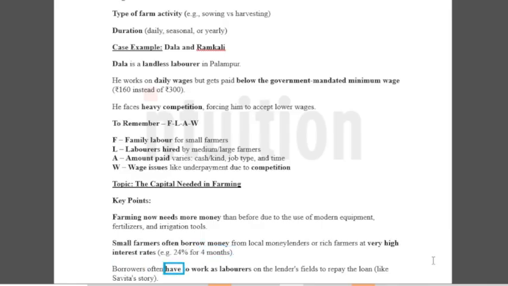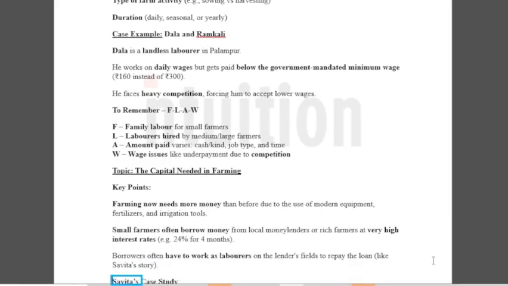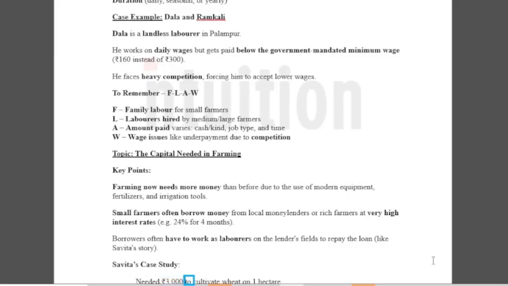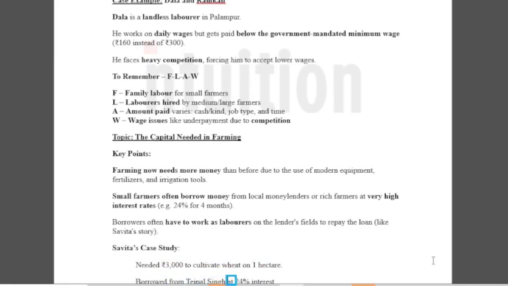Borrowers often have to work as laborers on the lender's fields to repay the loan, like Savita's story. Savita's case study: she needed 3,000 rupees to cultivate wheat on 1 hectare. She borrowed from Kejpal Singh at 24% interest.